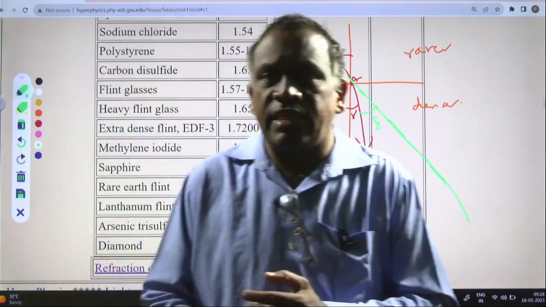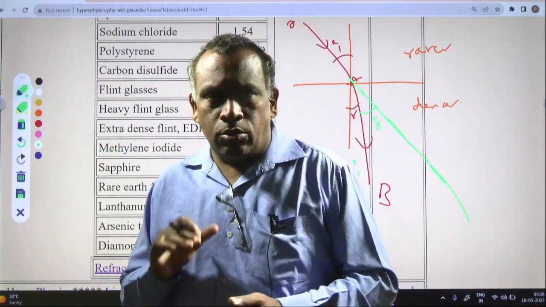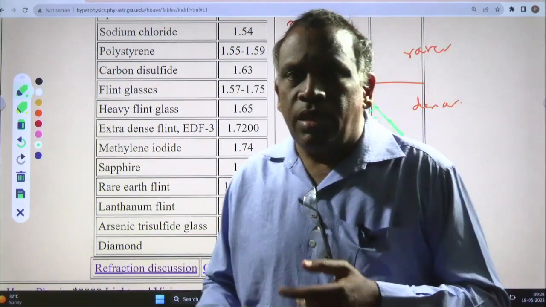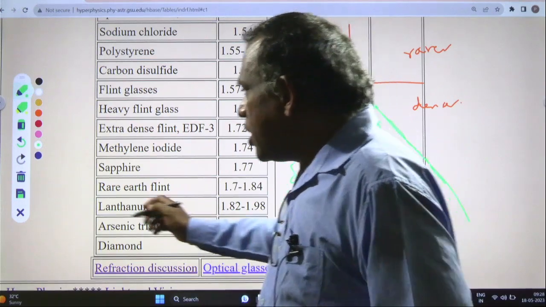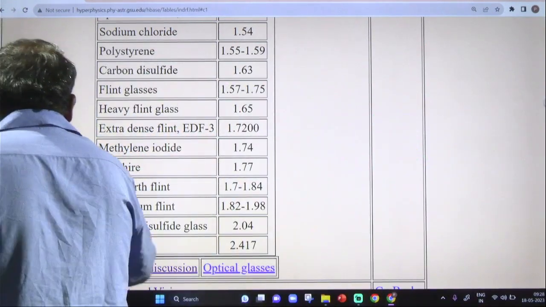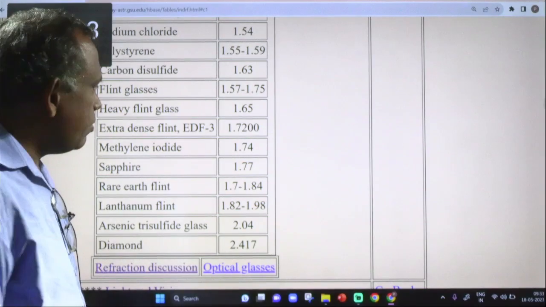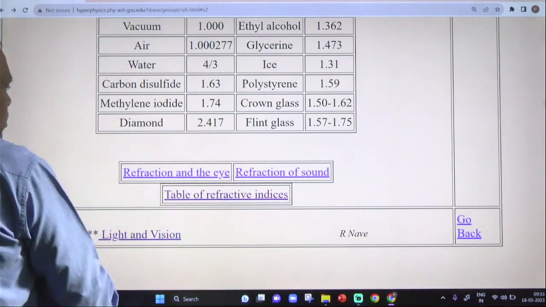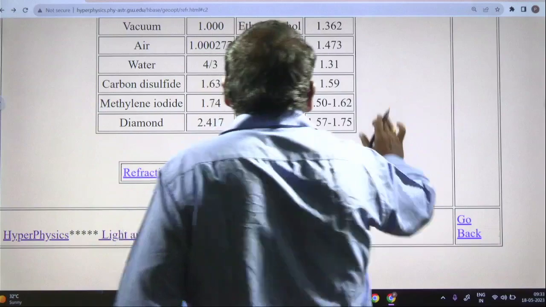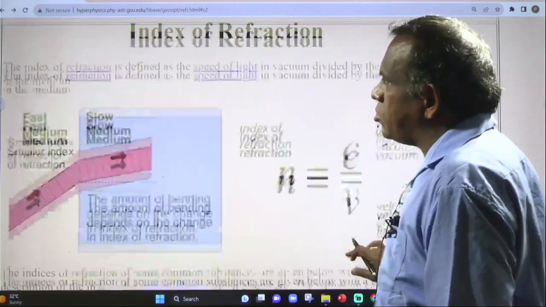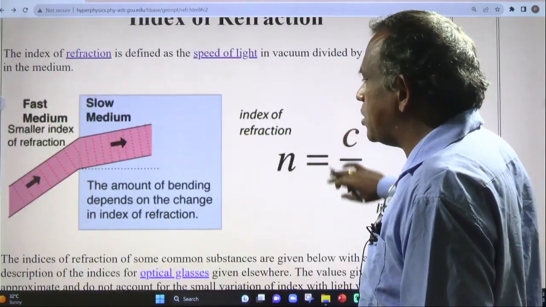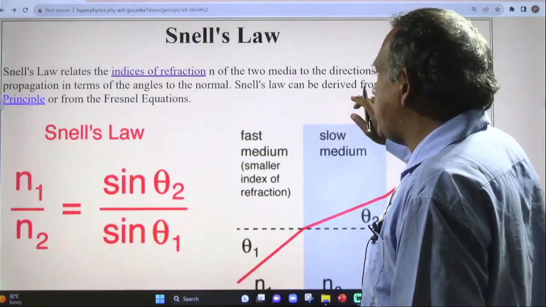The refractive index, so relative refractive index. When light travels from denser to rarer or rarer to denser, the refraction process and the refractive indices, all these are important things. Refraction takes place not only in light; refraction also takes place in sound. The refraction of sound we'll discuss later.